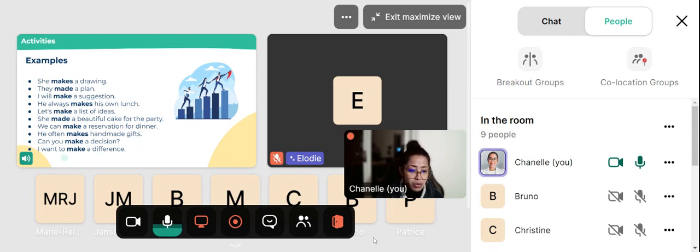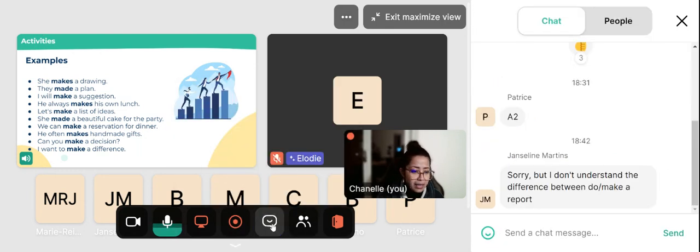Donc, je vais prendre 2 secondes juste pour regarder. I didn't understand the difference between do and make a report. Ok. Je vais expliquer tout de suite. When you say, I do a report, c'est la action. As I explained, do is the physical action. Whereas make, c'est presque comme fabriquer. When you make something, you create it. And there is an end product.